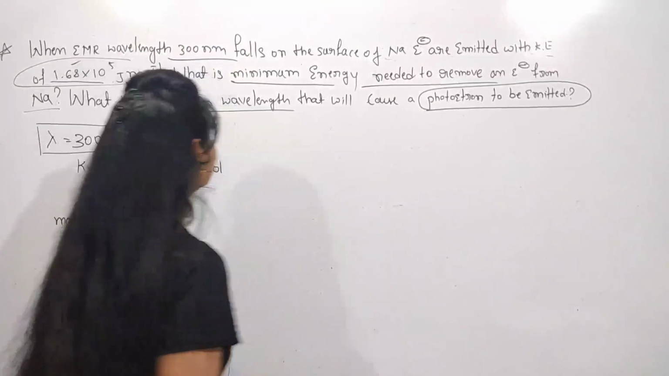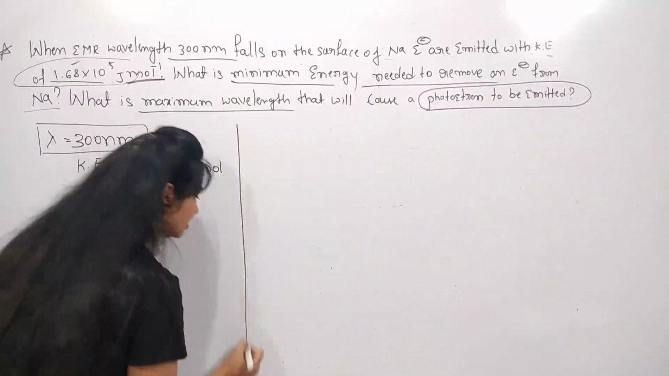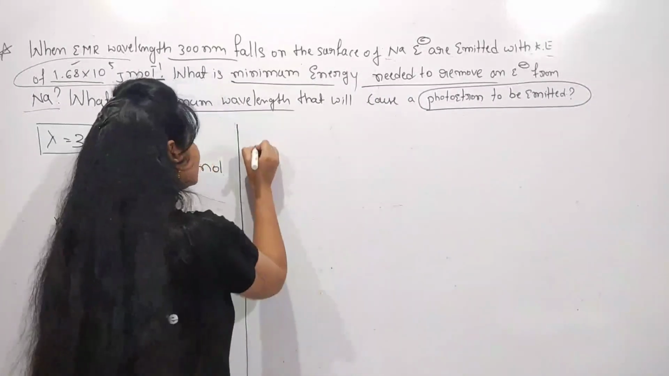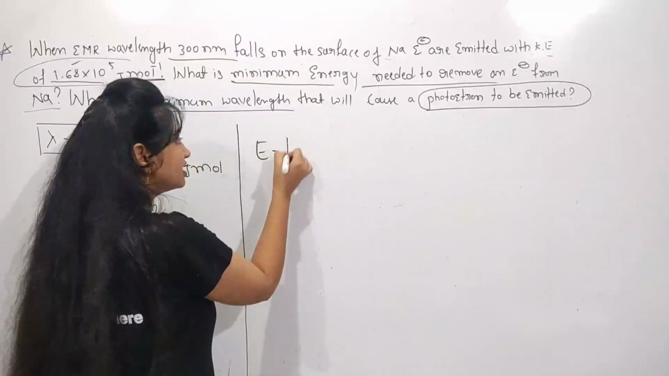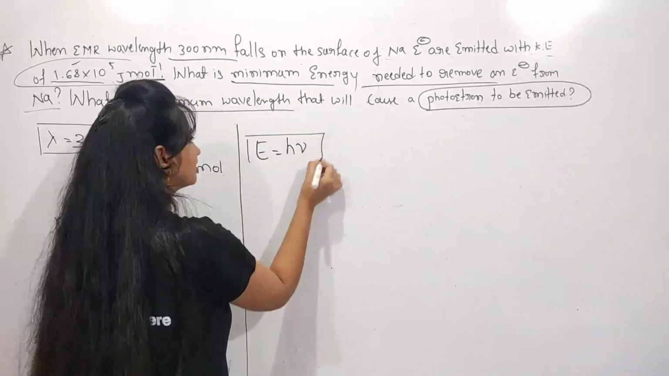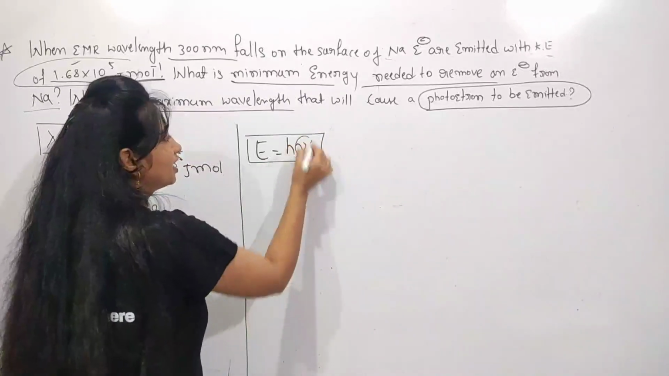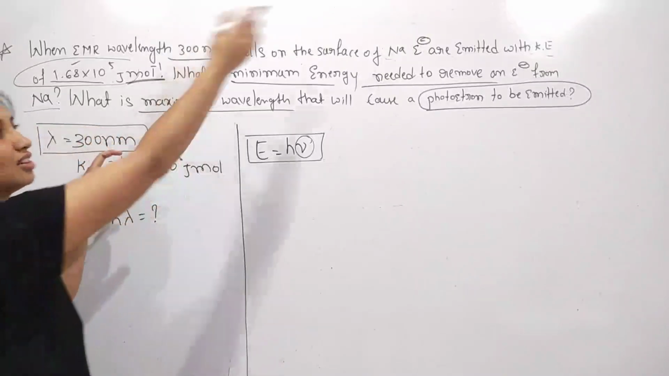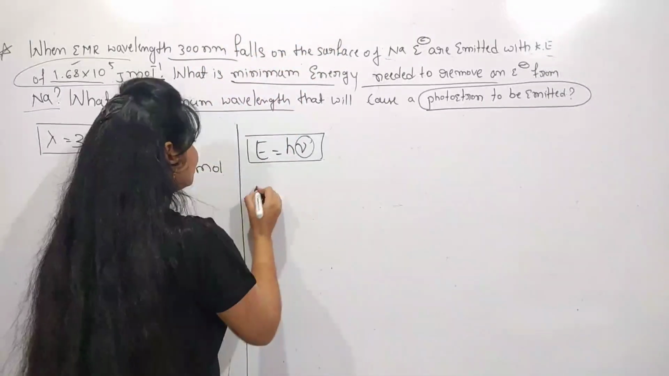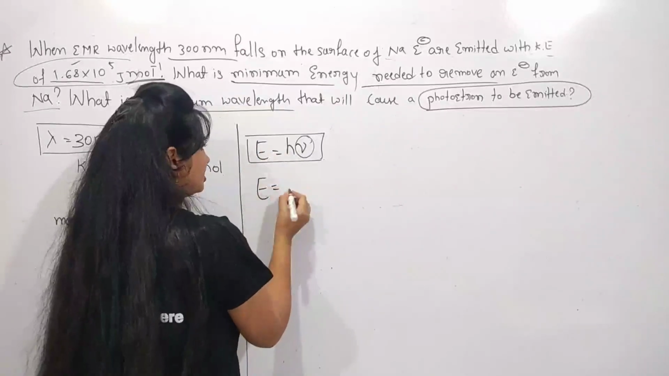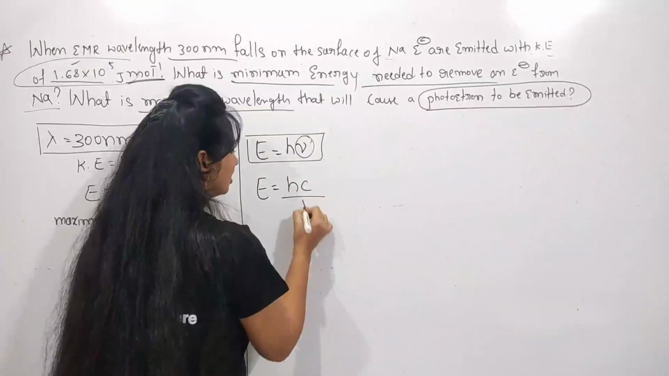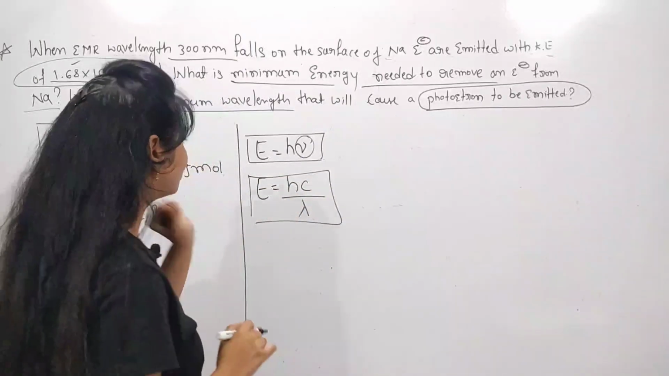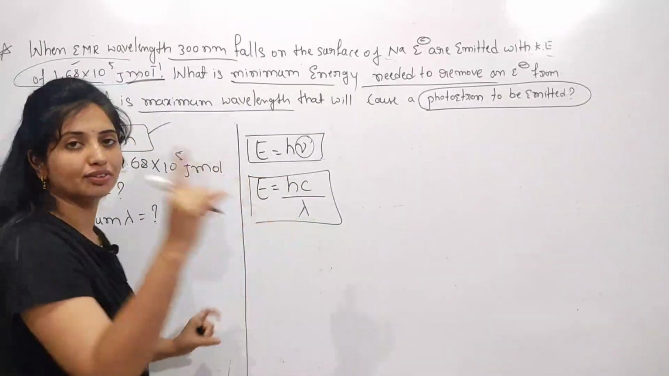Here, in the first step, we have to calculate the total energy of one photon. You already know the equation E is equal to h nu. But we don't have a frequency. They give us 300 nanometer light falling on the sodium. Then what do we have to do here? E is equal to hc by lambda. We have to use this formula. By using this formula, we find the total energy of one photon.